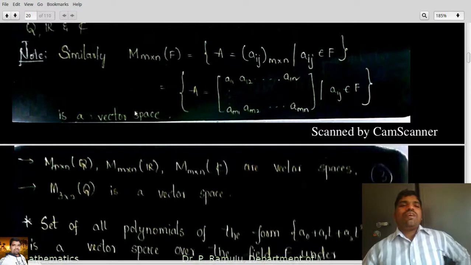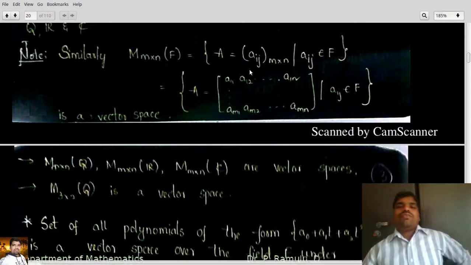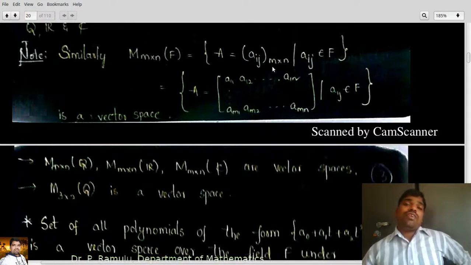Similarly we can prove that M_m×n over F, that equals (a_ij) m×n, a_ij belongs to F, is a rectangular matrix. Previously we proved it for square matrices, here it is for rectangular matrices. Similarly, you can write the same properties, in place of n×n you can write m×n.